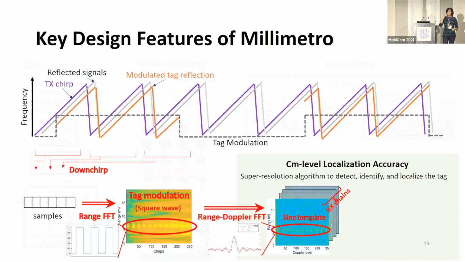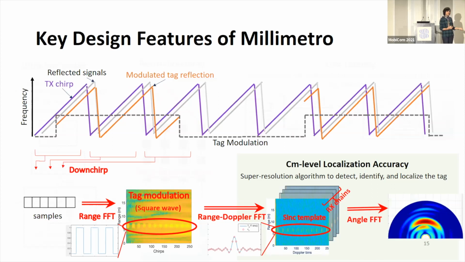And then the peaks of that sinc function are basically harmonics of that modulation frequency. So all we need to do now is a matching filter between that sinc function across all these range bins, and find out where exactly we see the modulation pattern of the tag. And then we can apply the same thing across the antennas and get the angle. And so with range and angle, you can exactly locate where the tag is.